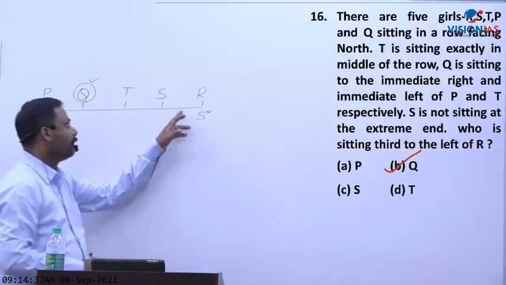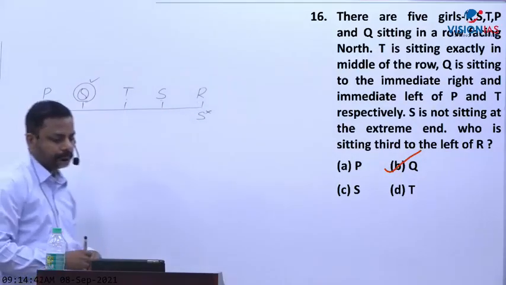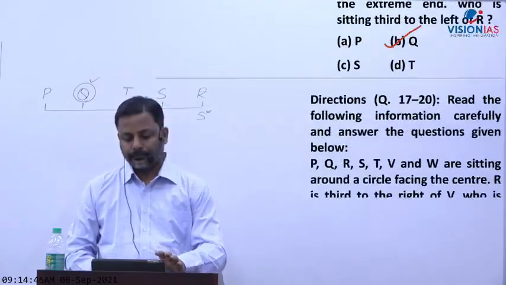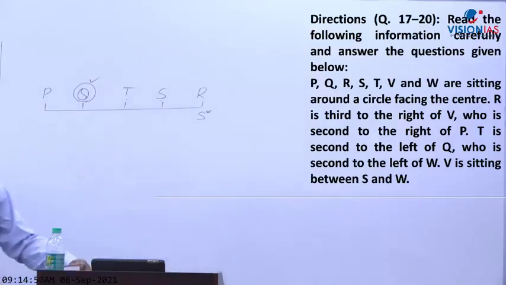Who is third to the left of R? Count first, second and third. So third left is Q. Now come to this particular set of information.